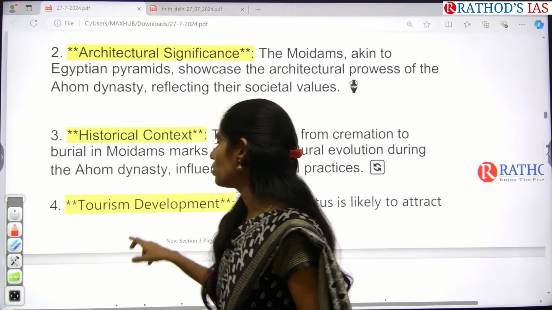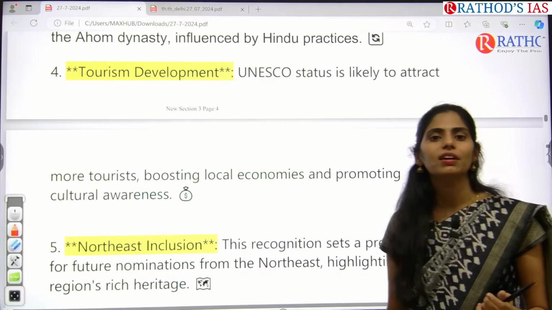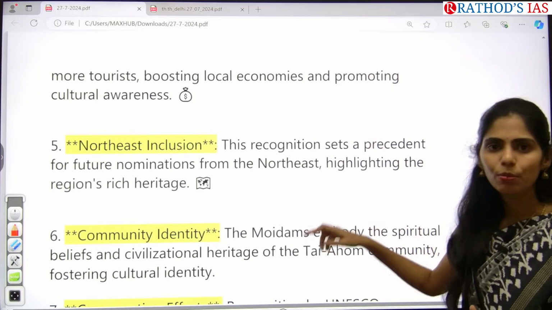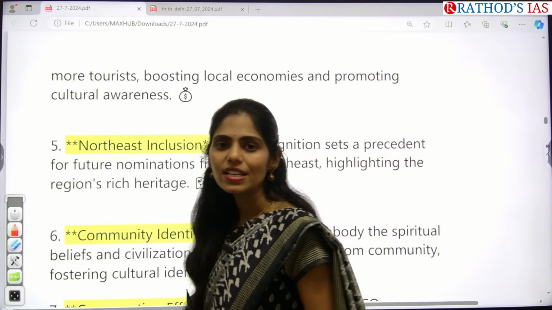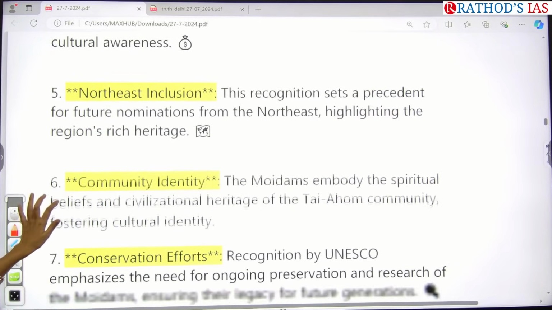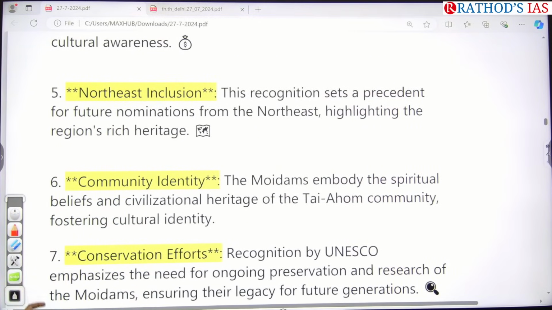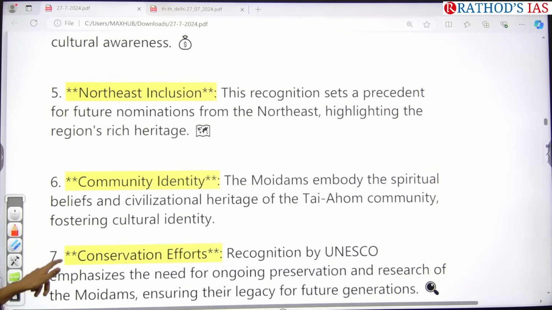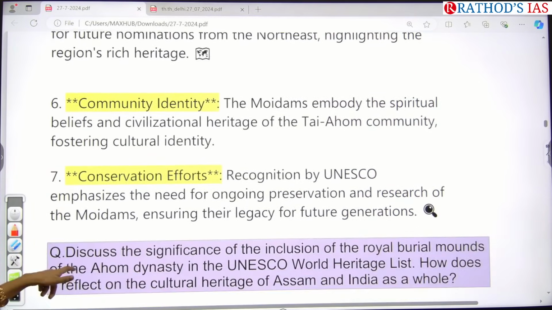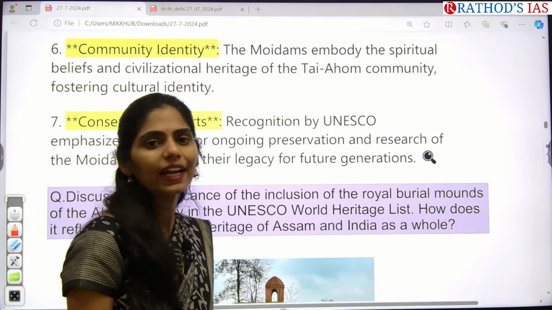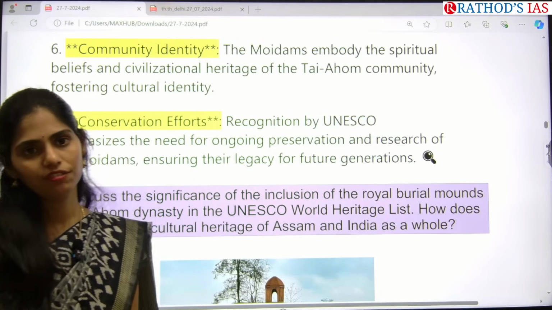Because of this recognition, it may also be helpful in the development of tourism in this region, so that it will boost the local economy, promote local cultural awareness, and boost economic growth of that state. This recognition is also very important for the northeast, because it is very rich in cultural heritage. We can also enhance community identity here, and with this type of recognition we can focus on conservation efforts in the future.